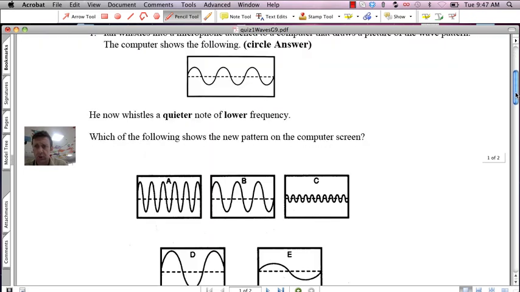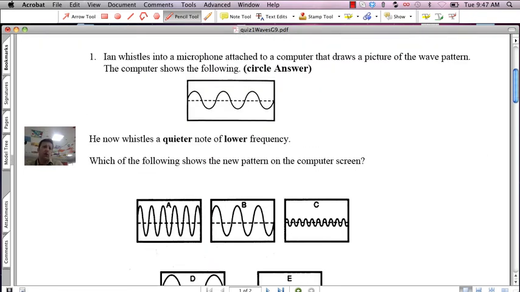Looking down at the first question. Ian whistles into a microphone attached to a computer that draws a picture of the wave. There's my wave. So what is the amplitude? So here's the amplitude here, not very big. And wavelength is from one wave to another wave. So there's my wavelength.